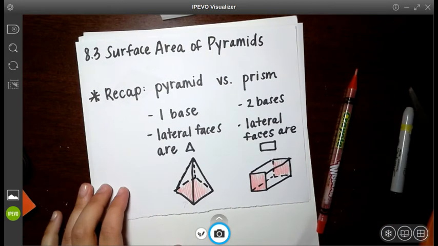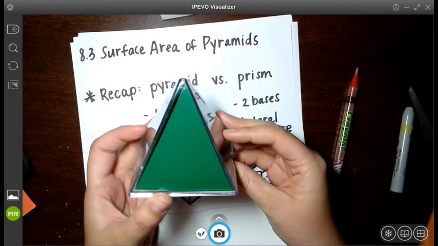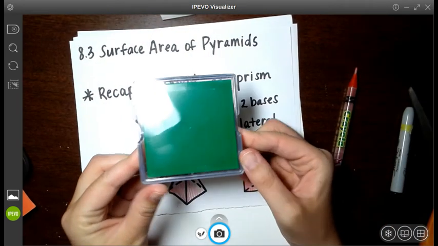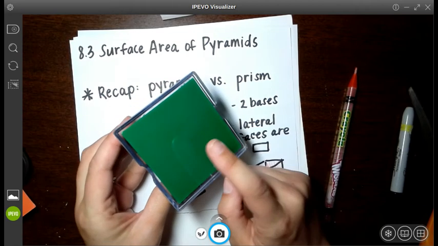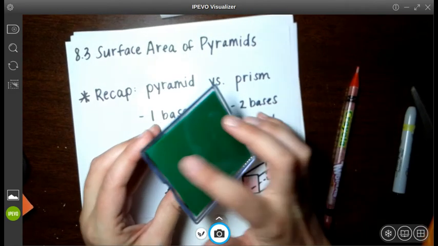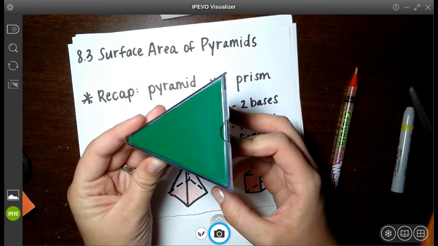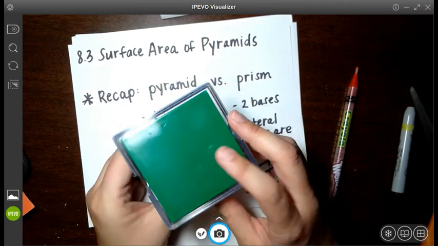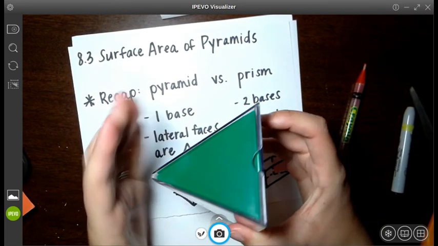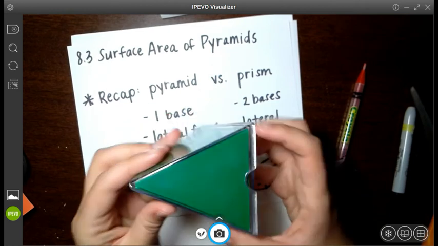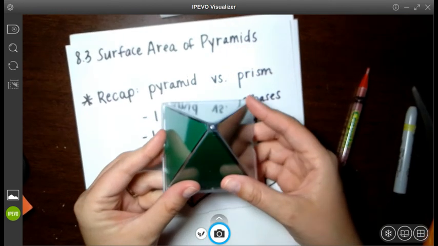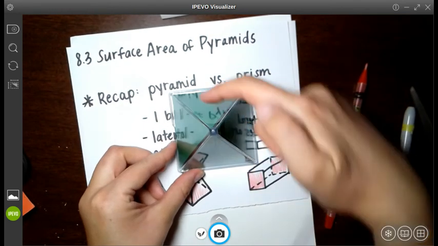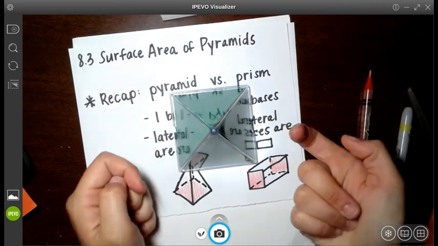Actually, first, let me show you a net. So this is a square pyramid. It's called a square pyramid because the base is a square. It has a base, and then the lateral faces are all triangles, and there's four of them. This is like the top view. There's one, two, three, four, and then bottom.